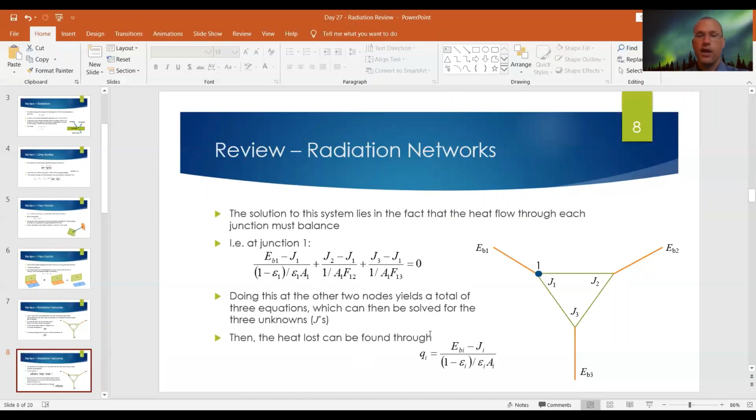Once I found my J's, I can then find my energy being emitted from each surface or going into each surface, basically from the orange line, this term right here essentially. That is the total energy being lost or gained by object 1. I can do that for any object. So in general, Qi, total energy, equals EBi minus Ji over (1 minus epsilon i) over epsilon i Ai.